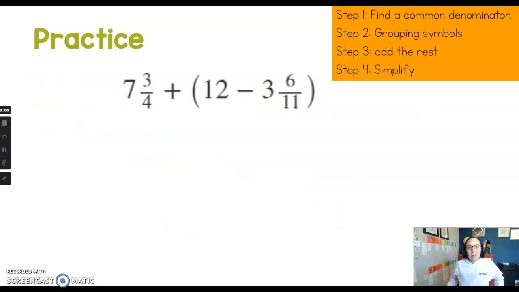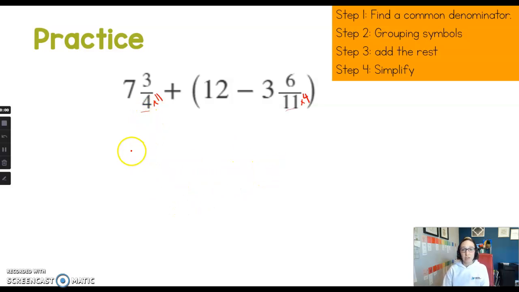Okay, 7 and 3/4 plus the quantity of 12 minus 3 and 6/11. Oh my gosh. Okay, we need a common denominator again. Well, I'm looking at this and I see I only have two fractions, 11 and 4. So I think to myself, I could just make it 44 because 4 times 11 and 11 times 4, like our boom, boom, pow method. We can kind of see them there. You guys see that? So that's going to probably be the easiest way to go.